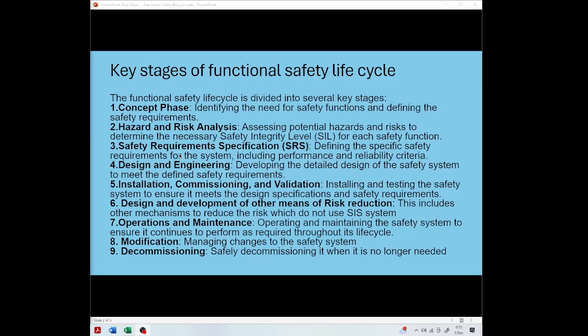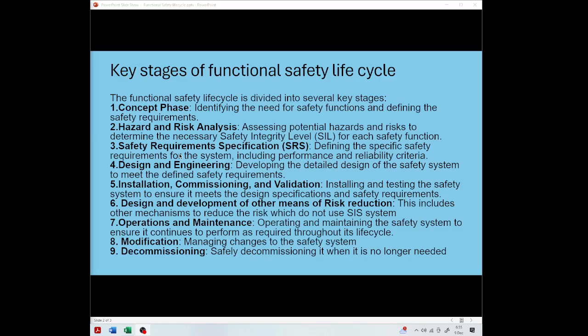Key stages of functional safety lifecycle. The functional safety lifecycle is divided into several key stages. The first stage is concept phase. In this stage, we identify the need for safety functions and define the safety requirement. Stage 2 is hazard and risk analysis.